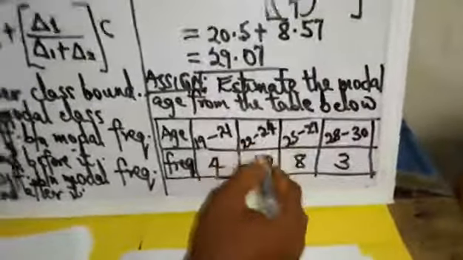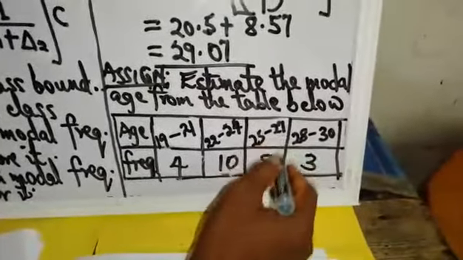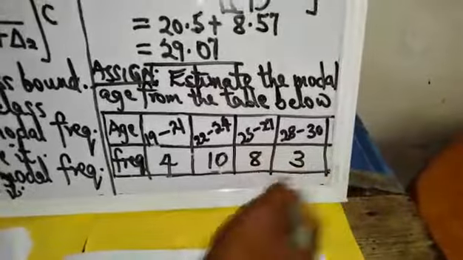22 to 24, they are 10 in number. 25 to 27, they are 8 in number. 28 to 30, they are 3 in number.